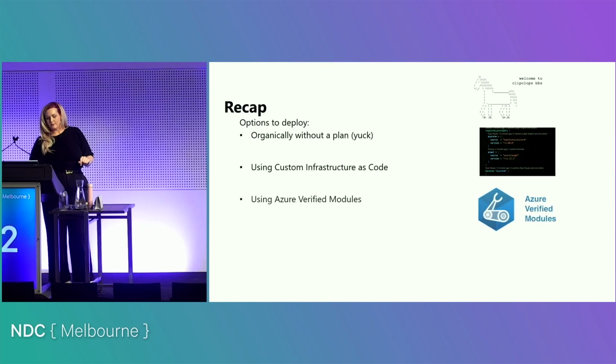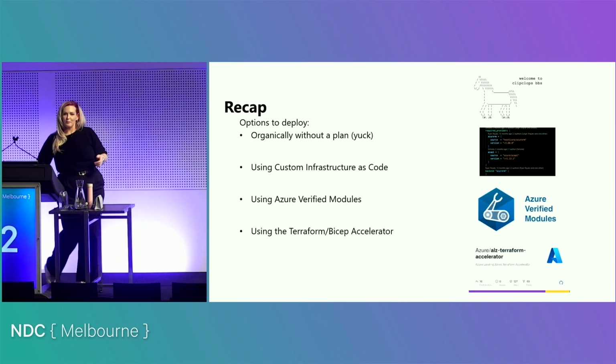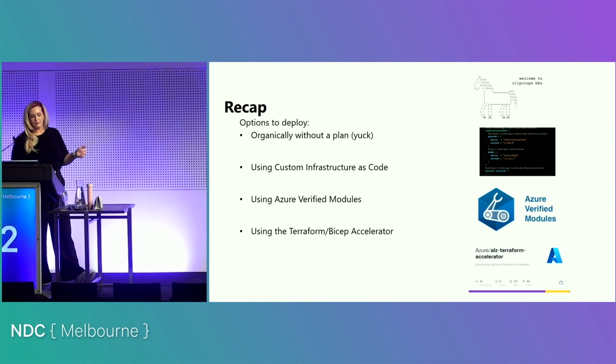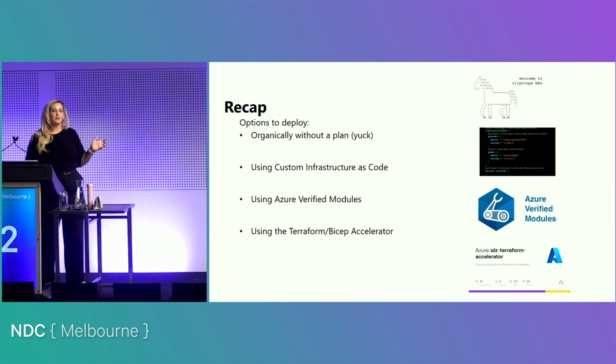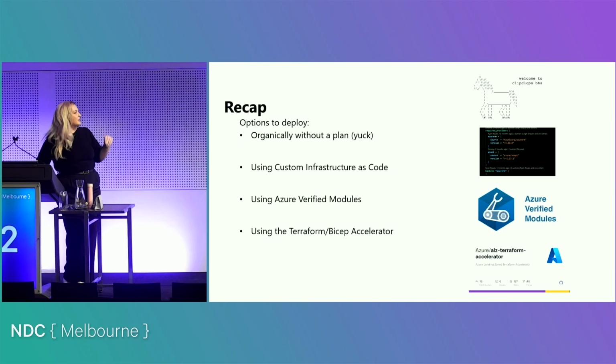So to recap, you can deploy your landing zone organically without a plan, yuck. You can use custom infrastructure as code, which I generally wouldn't recommend, but I guess you do you, boo, if that's really your jam. You can use Azure verified modules, which is a really good starter and accelerator, or you can use the accelerator, which is super easy, best practice is baked in, and a good place to start.